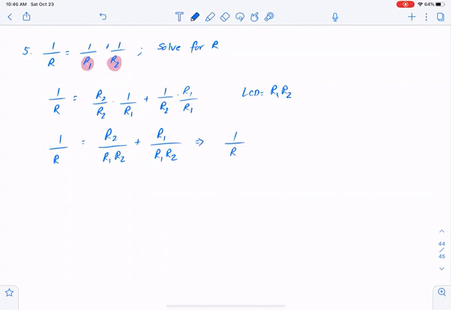The common denominator is R1 R2. So I can combine the numerators, R2 plus R1. If I flip on both sides, I could solve for R. So R would simply be equal to R1 R2 divided by R1 plus R2.